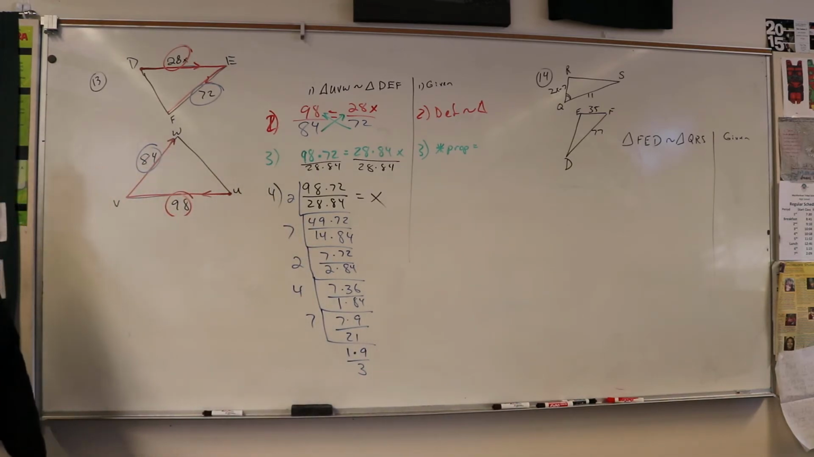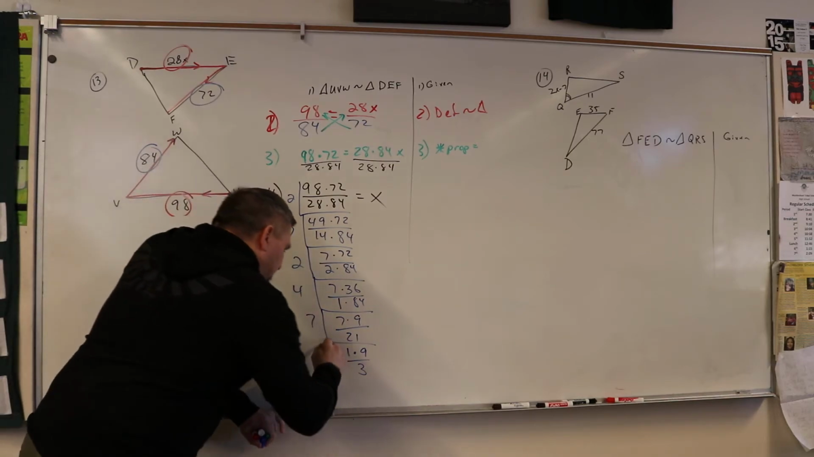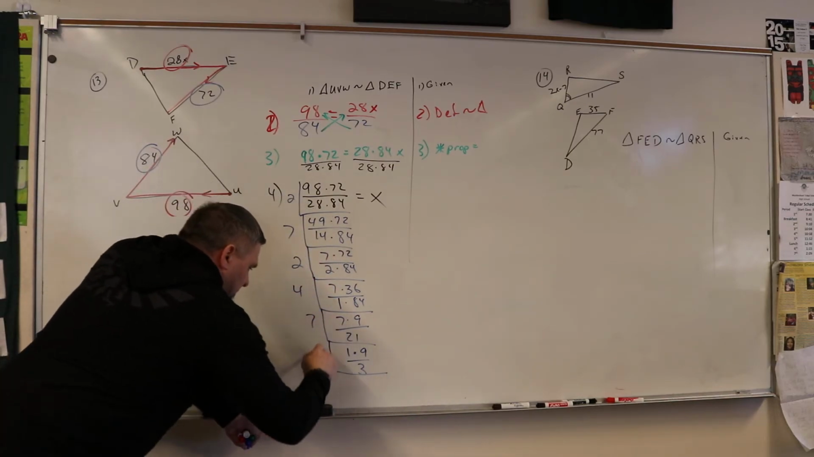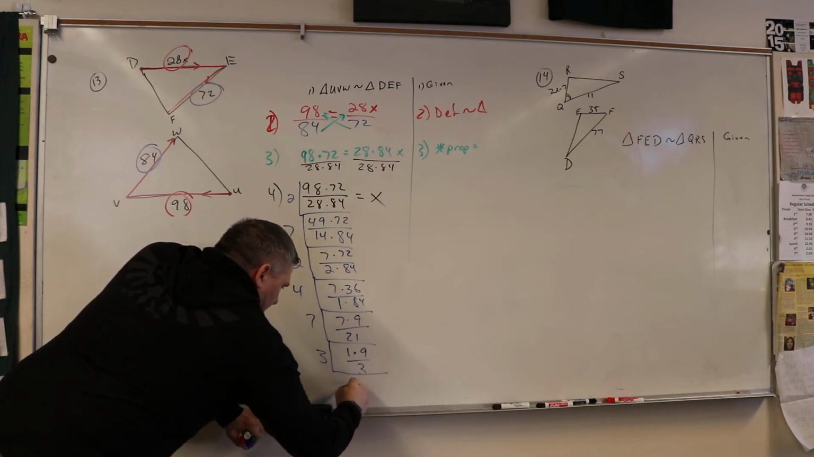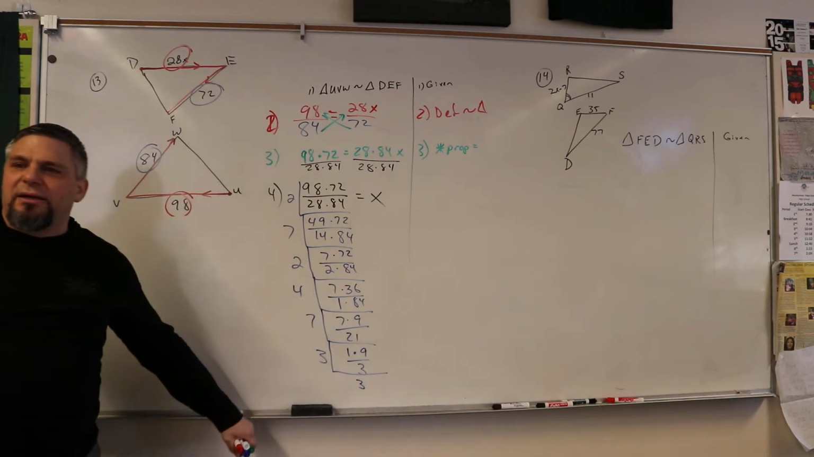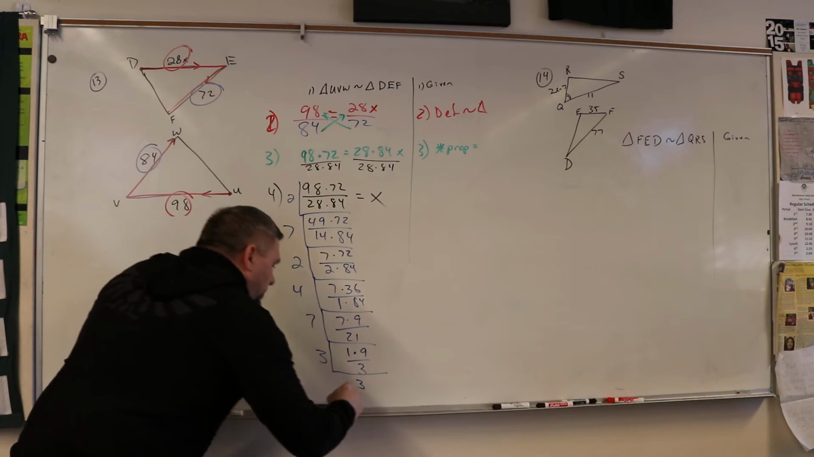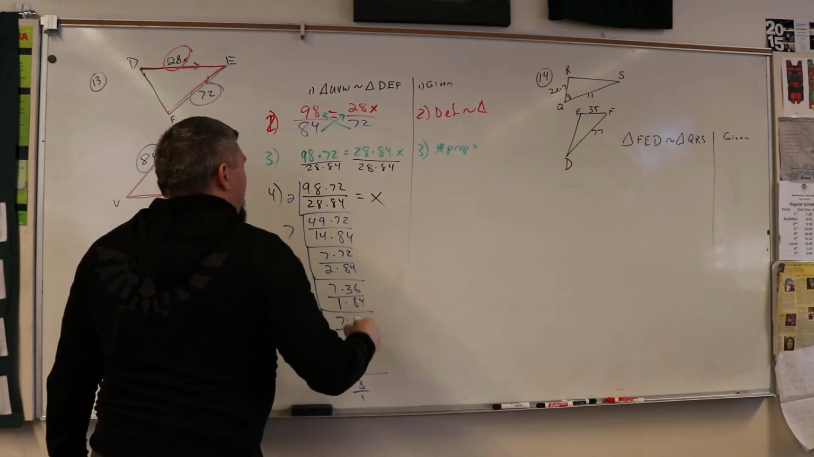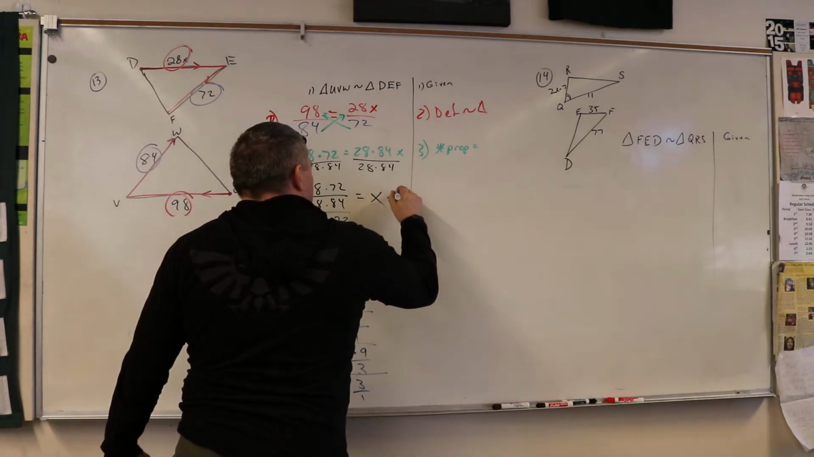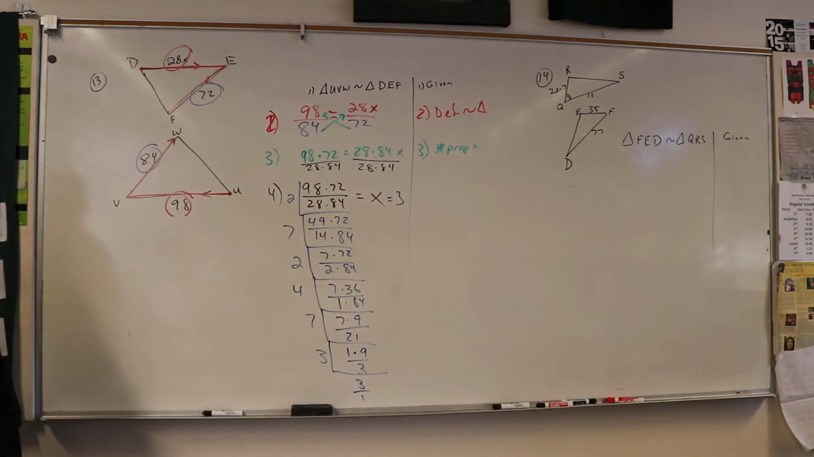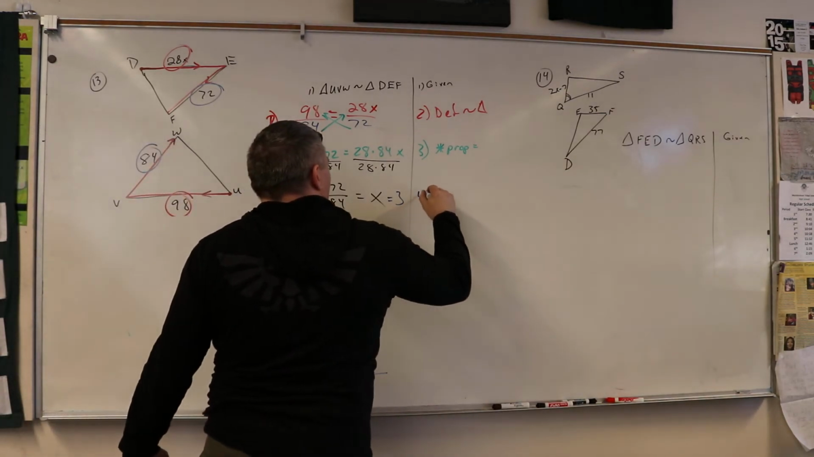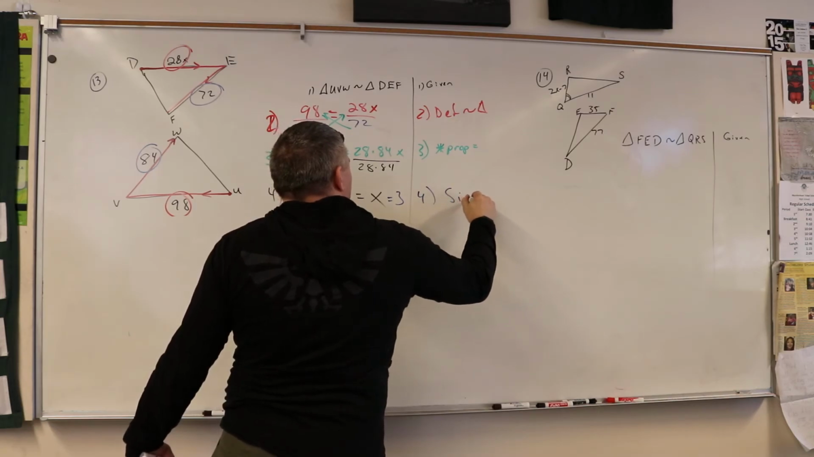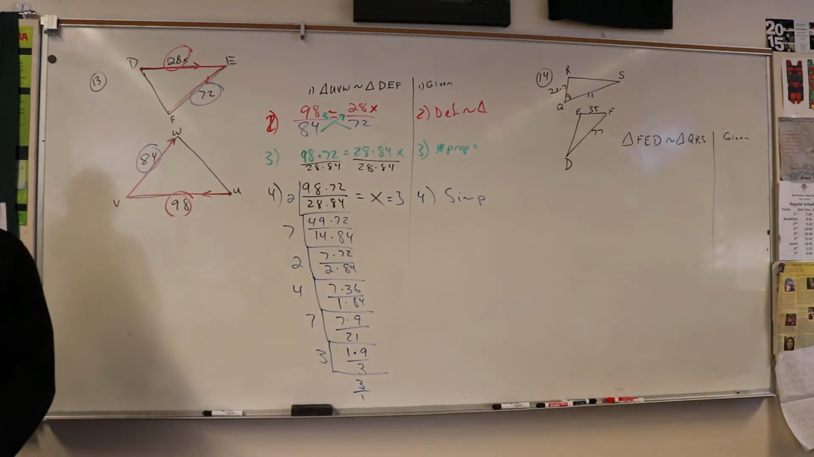Perfect. And then, does anything go into 3 and 9? 3. So it goes in there 3 times, right? And you could leave a 1 on the bottom, but what we get down to is that x is equal to 3. And that's your step 4. And that's simplifying. It's a lot of simplifying, right?